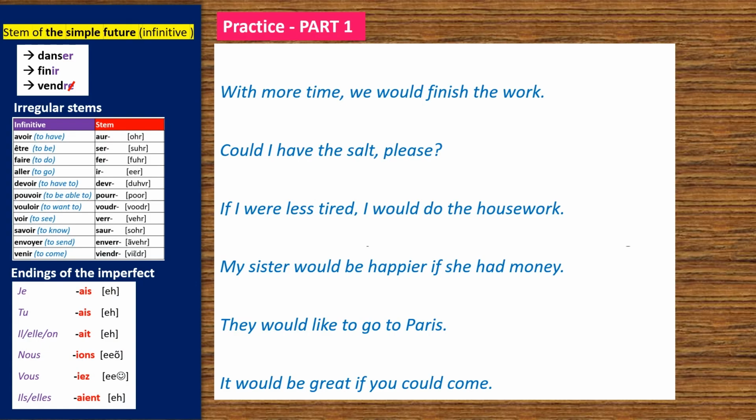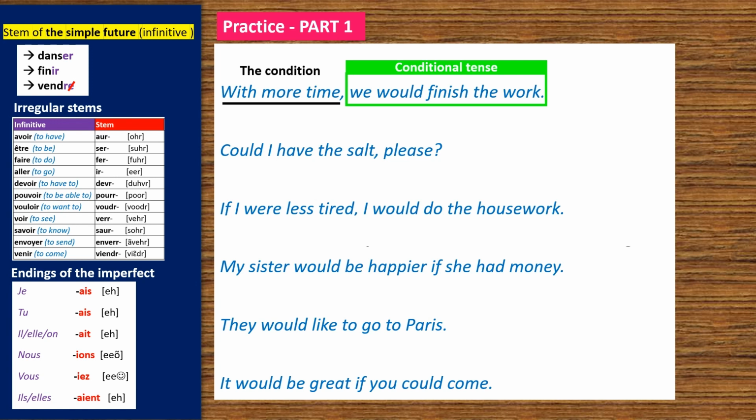Let's practice. In part 1 of this task, I want you to have a look at these English sentences, and for each sentence, I want you to decide which part is the actual condition and which part you would put in the conditional tense. Let's have a look at the first one. With more time, we would finish the work. Now, the condition for us finishing the work is having more time, so that's the condition. And depending on the condition, we would finish the work is the conditional tense.